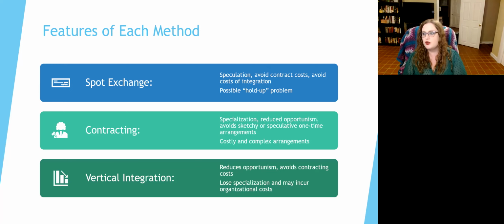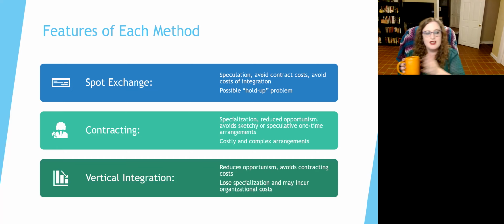Then there's the idea of vertical integration. Producing it yourself also reduces opportunism. People can't take advantage of you when you're the person who's making it for yourself. You also avoid contract costs. You're not going to have to pay for these expensive contracts, but you're going to lose specialization. You're no longer making one good. You're now making many goods, and you may incur organizational costs.